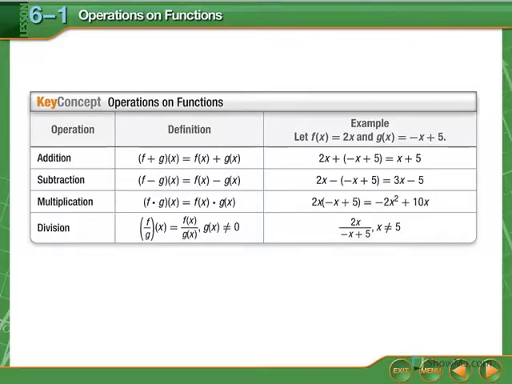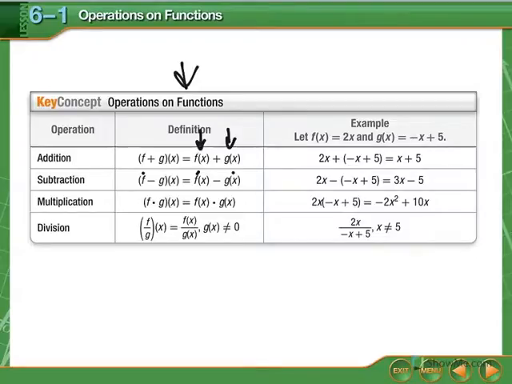Okay, when you see something that looks like the definitions here, what it represents is f plus g of x, meaning you're going to take these two functions and add them together. Or if it says f minus g of x, you are subtracting g of x from f of x.